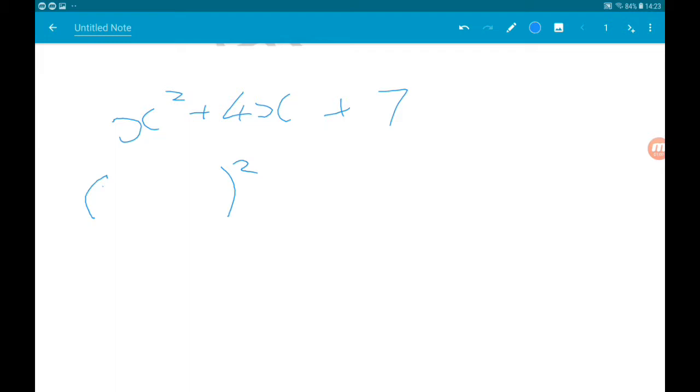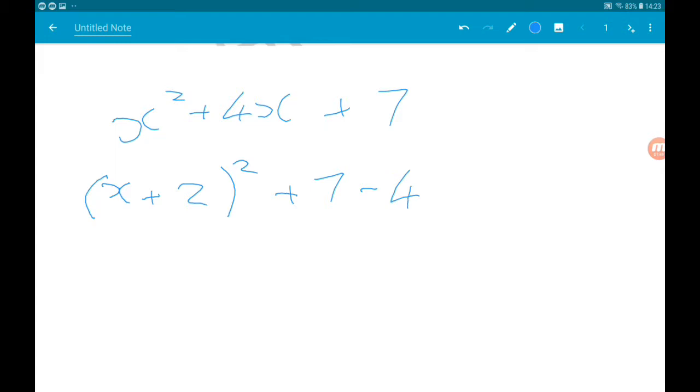1x. Now we half the x coefficient in the middle. So half of 4 is 2. So we put that inside the bracket. Now for now, the 7 can stay on the outside, and then we subtract the number inside of the brackets with the x squared. So 2 squared is 4, so we subtract 4.